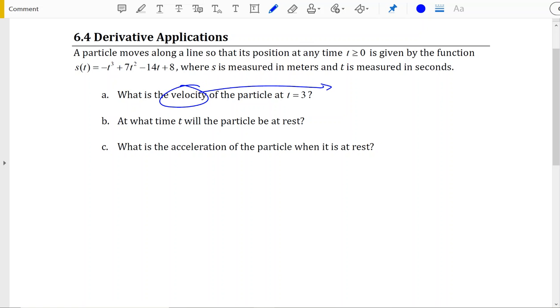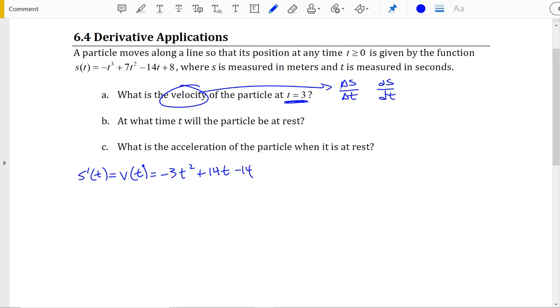The velocity is a measurement of the change in position over change in time. And since we are being asked to calculate that change at an exact moment, that means we're being asked to find the derivative of position with respect to time. So calculating s prime of t, or the derivative of position, which we now can refer to as velocity, we can apply the simple power rule to calculate that derivative. It's negative 3t squared plus 14t minus 14.